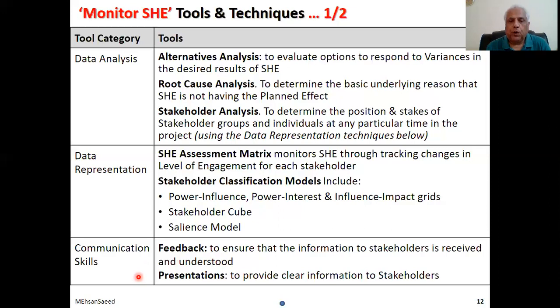And then presentations, make sure whatever you present or communicate to the stakeholder is in the right mode, like a report, like a briefing, like a PowerPoint presentation or a spreadsheet, or a simple Word document or a combination of these tools. So choose the best possible way of presenting whatever you have to present to the stakeholder.